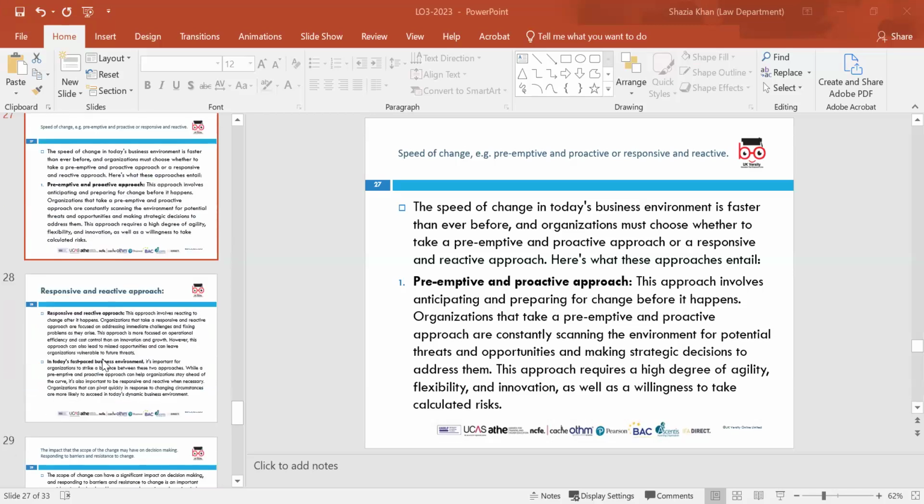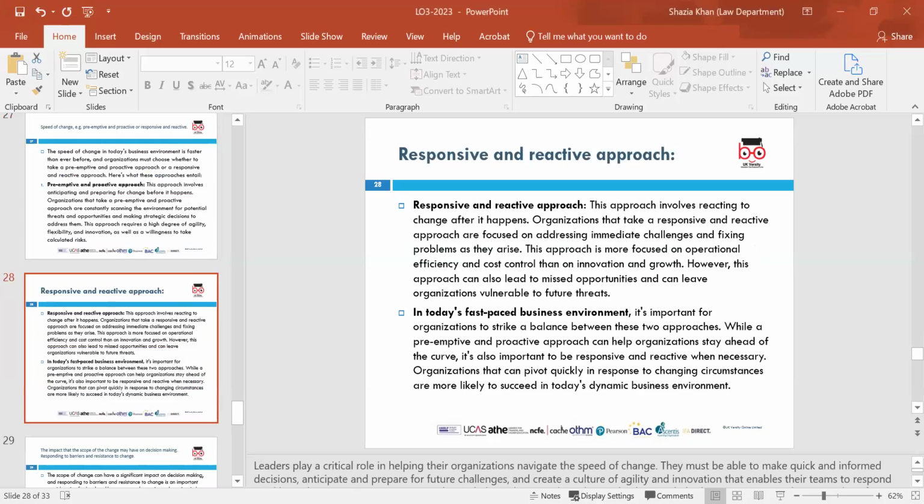Then we've got the responsive and reactive change. Reactive change is a strategy that involves responding to changes after they occur rather than anticipating them. This approach often involves immediate action to address unexpected situations, problems, or crises. Organizations that rely on reactive change management tend to focus on short-term solutions to mitigate the impact of sudden change.